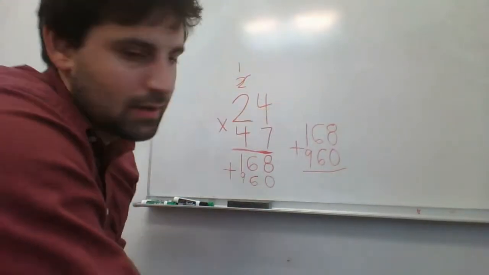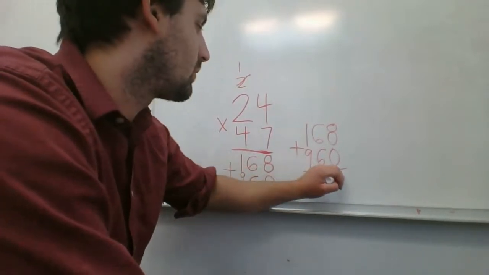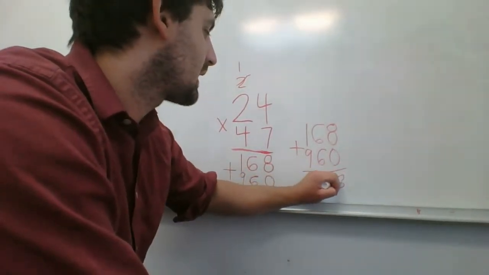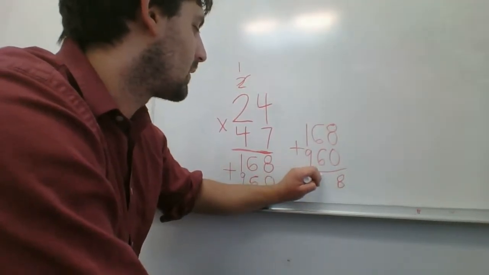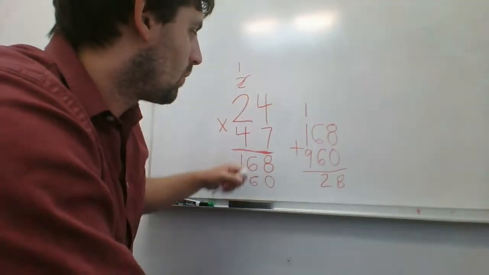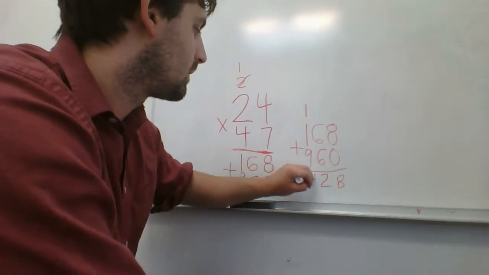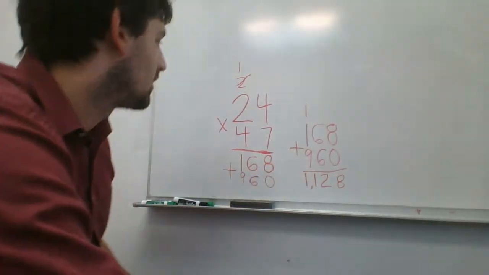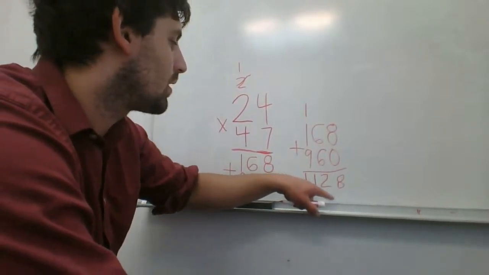All right. So now we're going to add the digits in the ones place. 8 plus 0 equals 8. 6 plus 6 equals 12. So again, we got to regroup. 2, carry the 1. 1 plus 9 equals 10. Plus 1 equals 11. And we have our final answer. 24 times 47 equals 1,128.